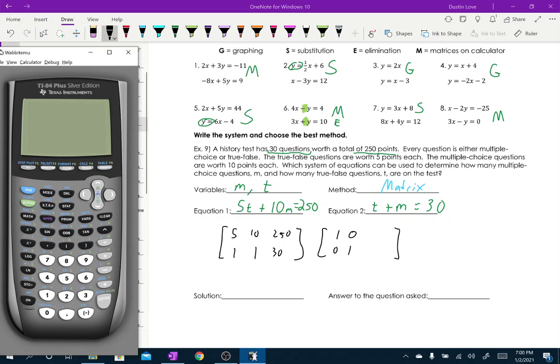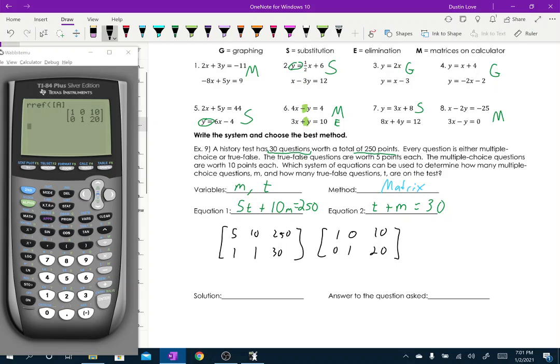If my calculator will turn on. Okay. So now I'm going to go to second matrix, arrow over to edit and select A. Make sure my dimensions are in there because they're not in there this time. 2 by 3 and 5, enter, 10, enter, 250, enter, 1, 1, and 30. Okay, back to the home screen. Go back to the matrix menu, over to math, find option B. Back to the matrix screen, select matrix A, and I've got 10 and 20.